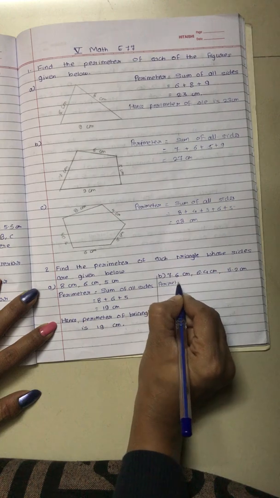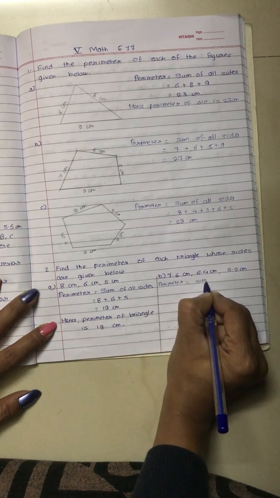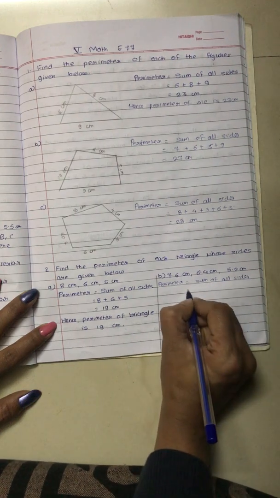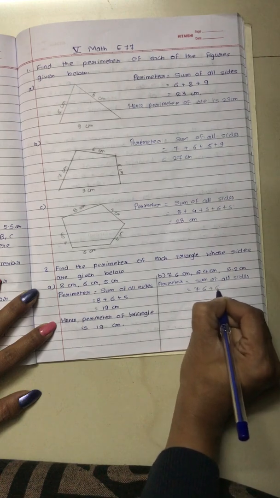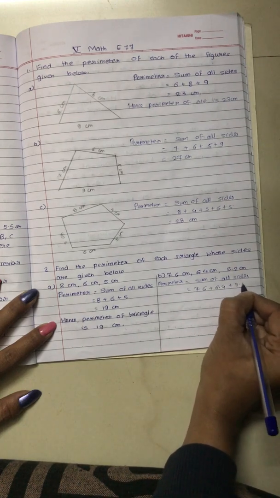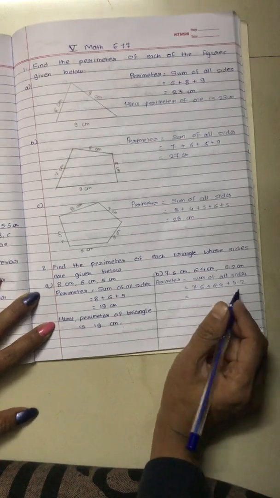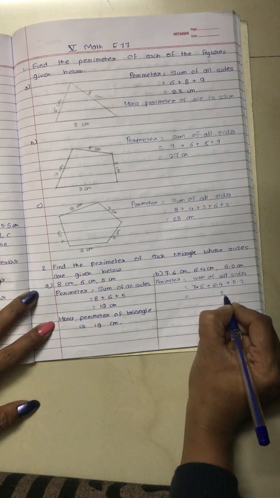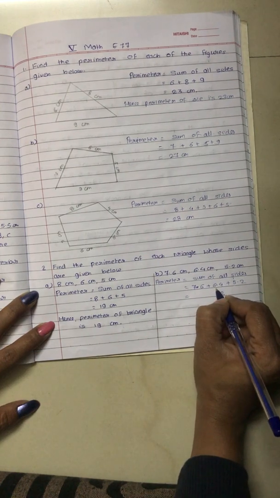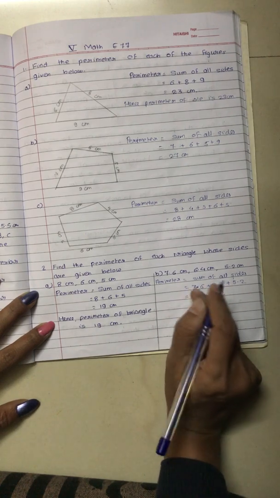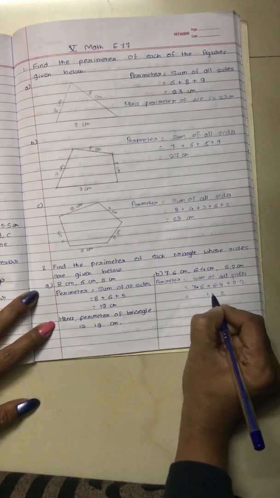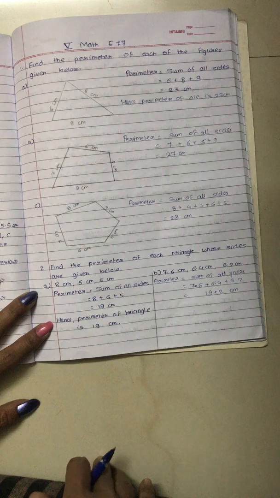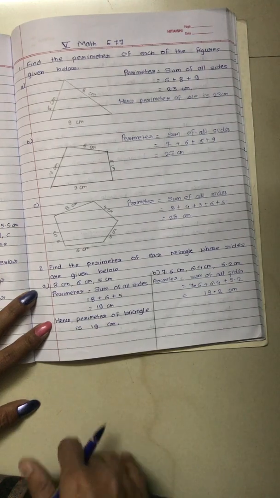Let us solve the next sum. Perimeter is equals to sum of all sides, which is 7.6 plus 6.4 plus 5.2. Now first add the decimal part and you will get 4 plus 6 will be 10, 10 plus 2 will be 12. So 12, carry 1. 6 plus 6 will be 12. 12 plus 7 will be 19. So our answer will be 19.2 centimeter. Hence the perimeter is 19.2 centimeter.